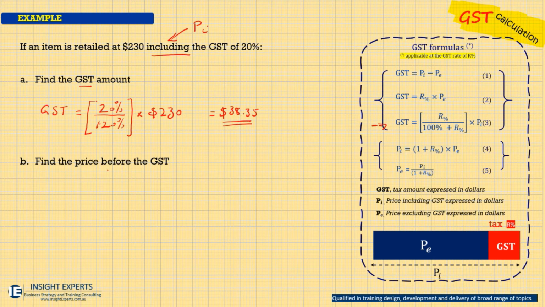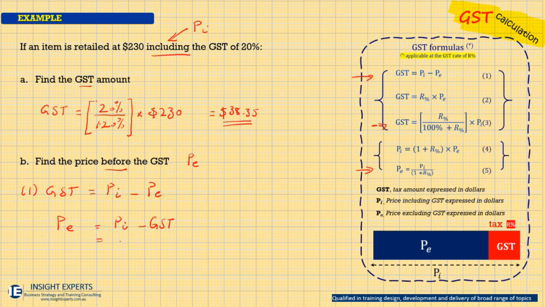Now find the price before GST. So we need PE, the price before tax. There are a number of ways of doing it. You can use equation number 1 if you like, or you can use equation number 5. Let's try both of them. From equation number 1, the GST amount is equal to PI minus PE. If you rearrange the formula, PE equals PI minus GST. So that's again equation number 1.